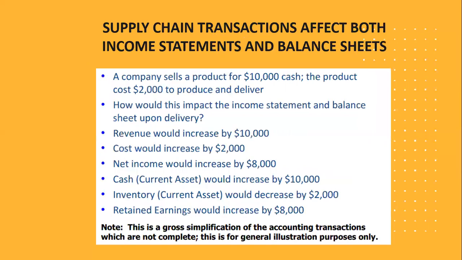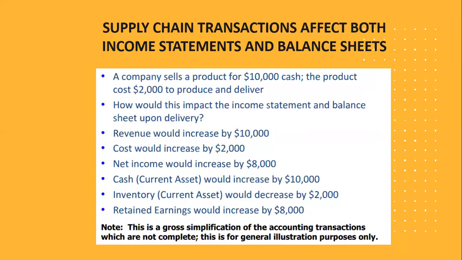Okay, moving on. Now I'm going to talk to you a little bit about how supply chain transactions affect both income statements and balance sheets. For this, I'm going to take an example. The example is that a company is selling a product for 10,000 cash, and the product costs 2,000 to produce and deliver. So let's see what impact this has on the income statement and balance sheet.